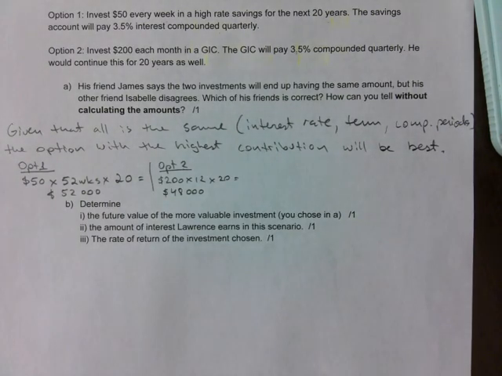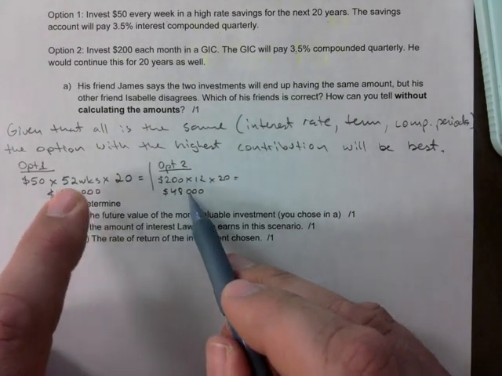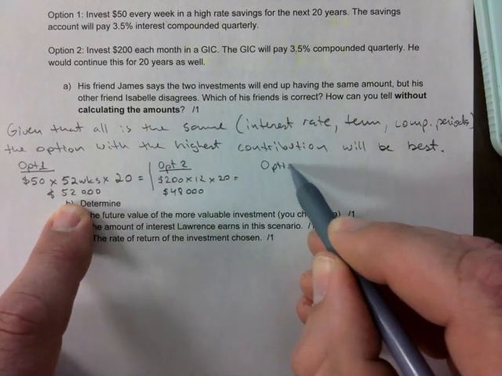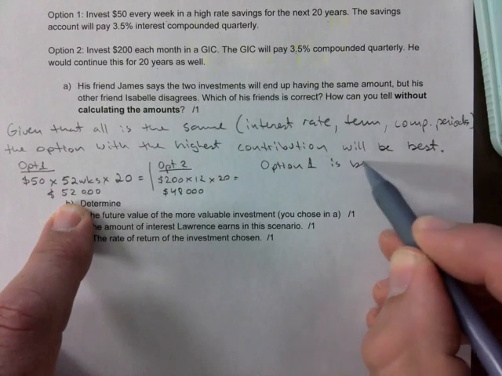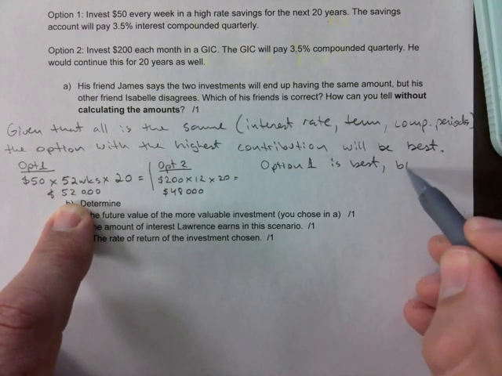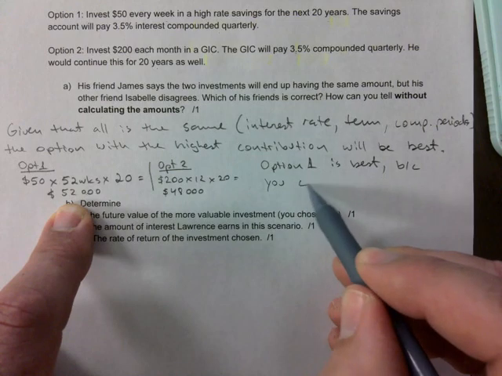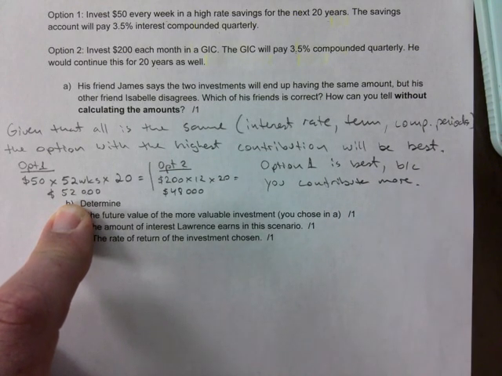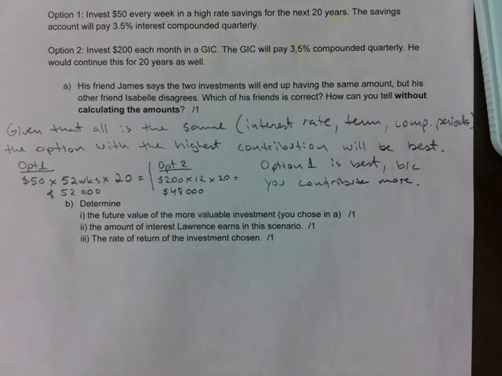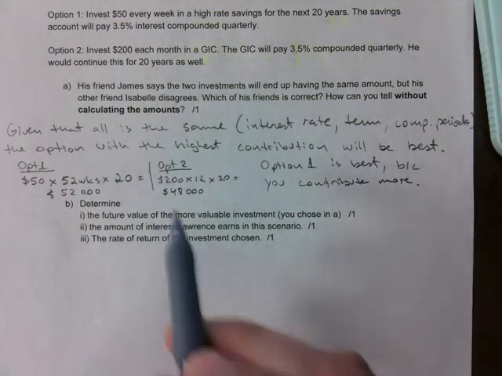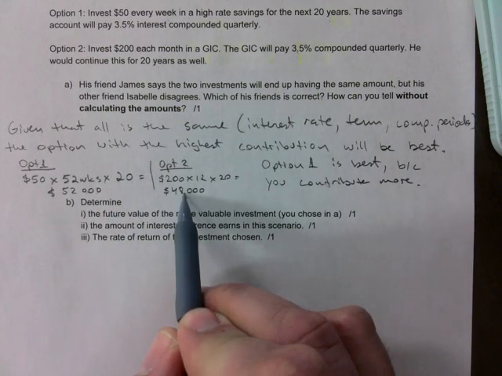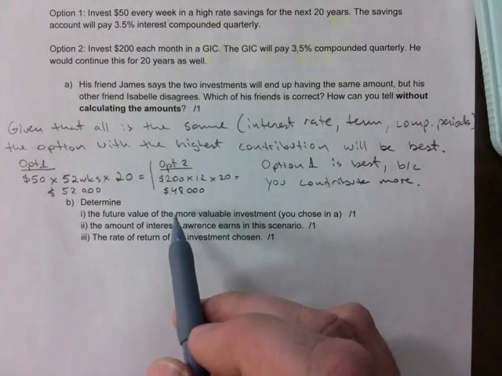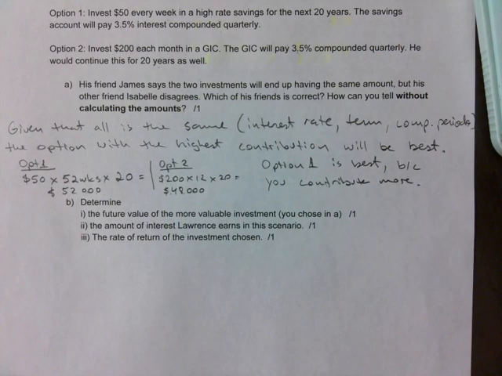So you can tell at this point it would have to be option one. Option one is best, because you contribute more. And if you put more money in, it's going to grow more too, because the interest rate is still going to make it grow more. This is just purely how much you put in from your own money, and obviously we're going to have to tack on the interest that you earn. That's one way of doing it.